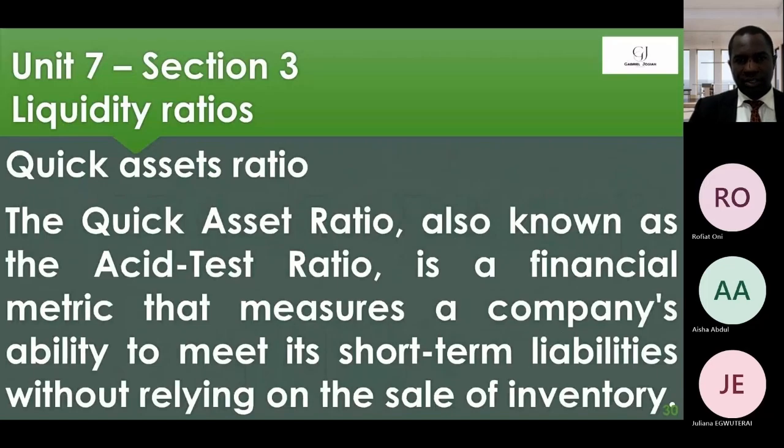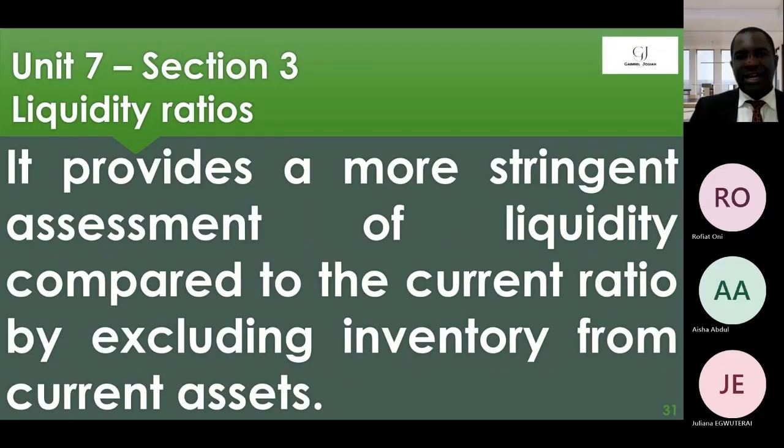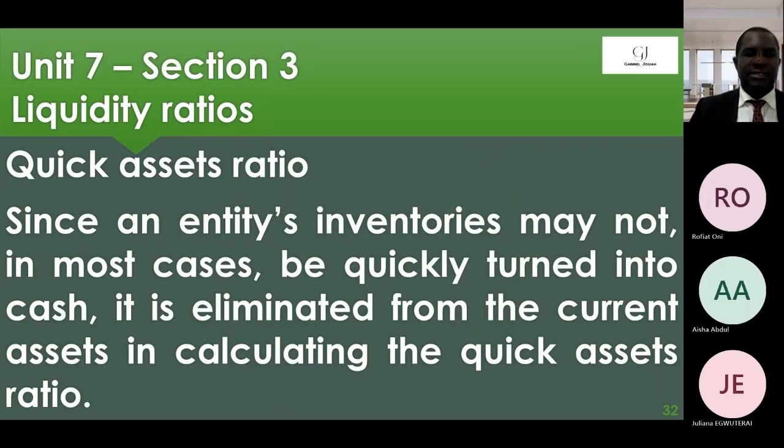So let's run. The quick asset ratio, also known as acid test, is a financial metric that measures a company's ability to meet short-term liabilities without relying on the sale of inventory. That's why it's called acid test. It provides a more stringent assessment of liquidity compared to current ratio, because you are excluding inventory from the current assets.